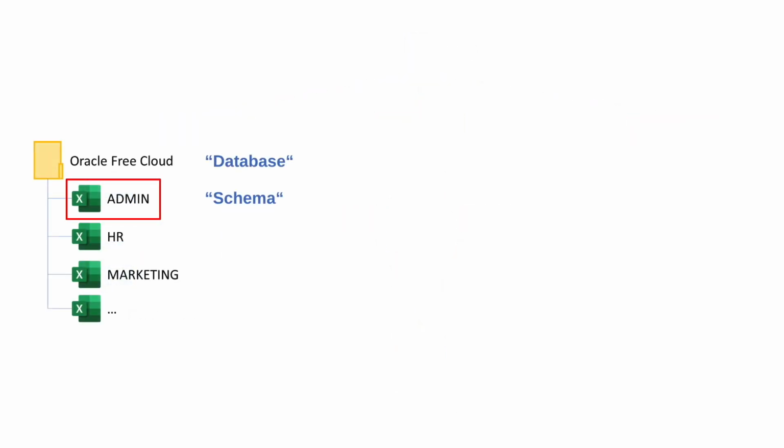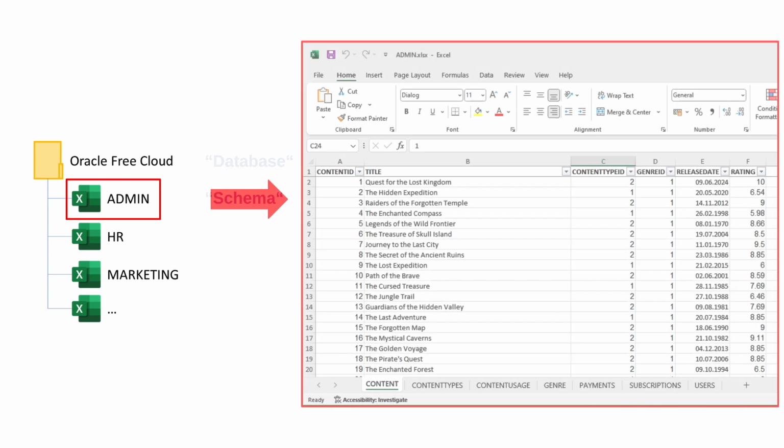Imagine that you have a folder on OneDrive or SharePoint called Oracle Free Cloud. You need to request permission to access it, so you can imagine that this is your database. In that folder, you have an Excel file called admin, and in there are sheets called content, content types, and so on, with data in them. A schema is not much different. It acts as a container for tables and other things.